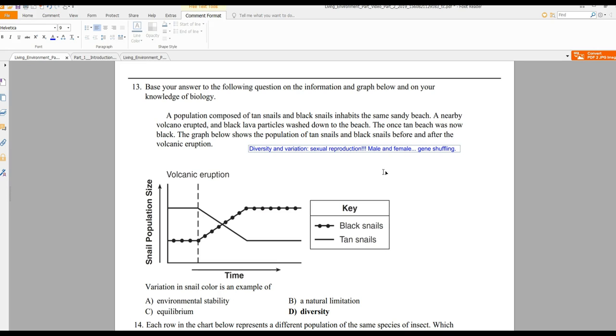Now, let's look at this diagram here. Let's read from the top.